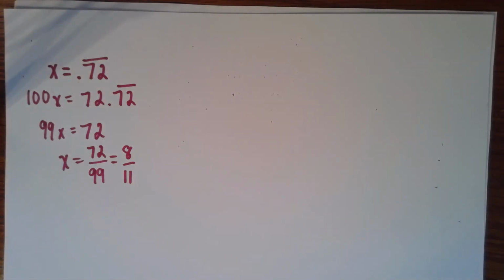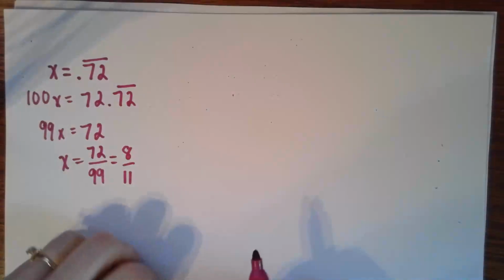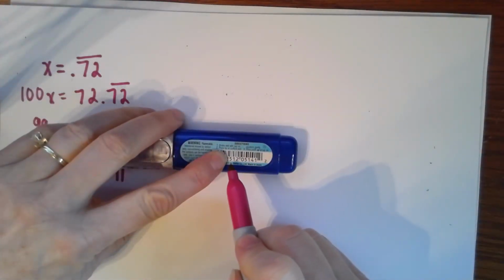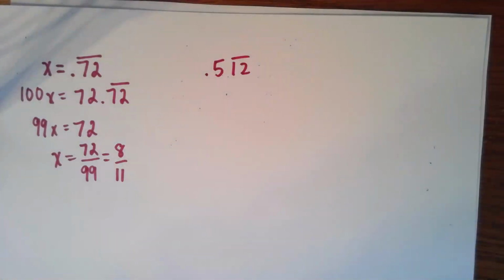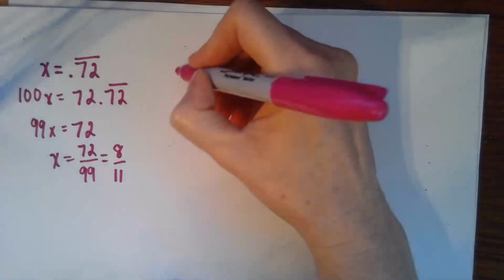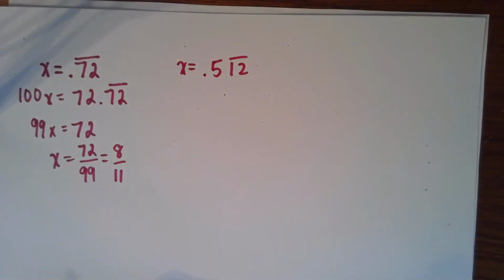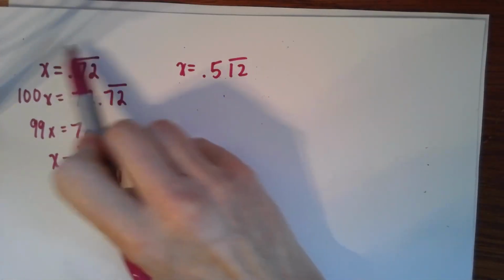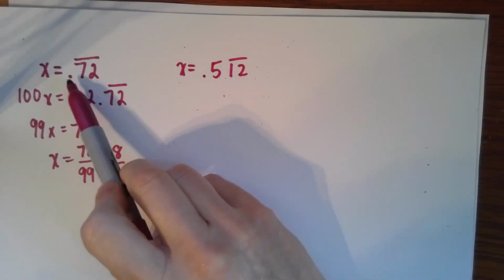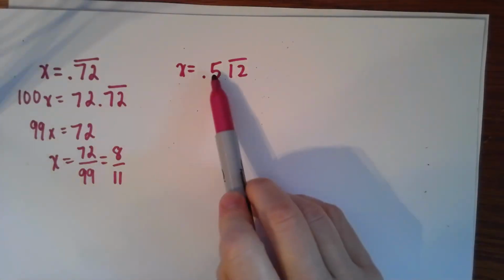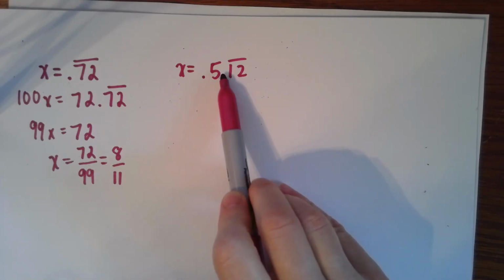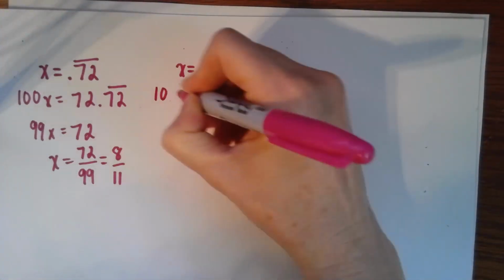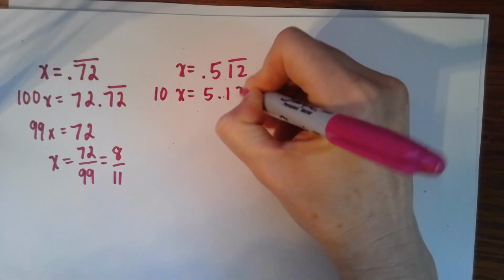Okay, so let's say we don't have all the digits repeat. I'll go with the next one. So let's do 5, 1, 2, but we're only going to have the 1 and 2 repeat. So once again, we would have x equal to 0.512 repeating. This time we want to get it in a format where we have the decimal right in front of the part that repeats. So before we move it past the repeating part, we're first going to move it in front of the repeating part. So multiply both sides by 10, and this will turn into 5.12 repeating.